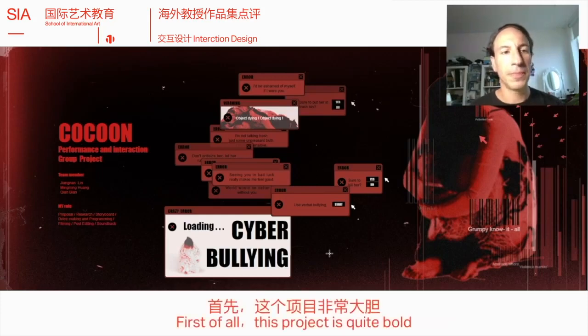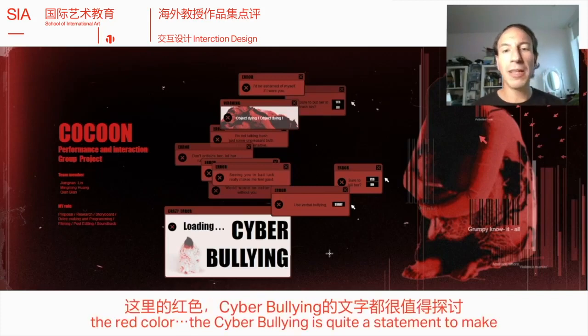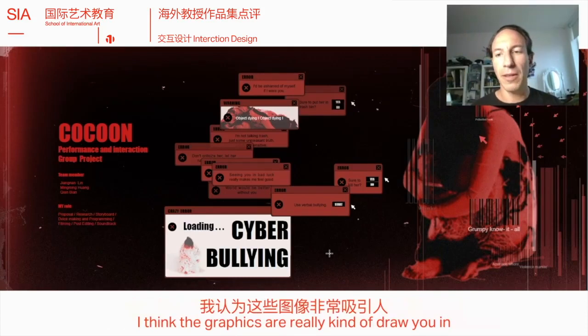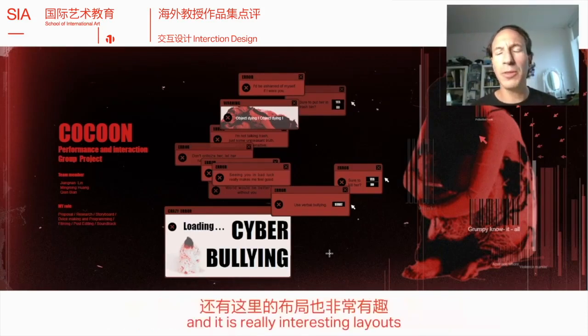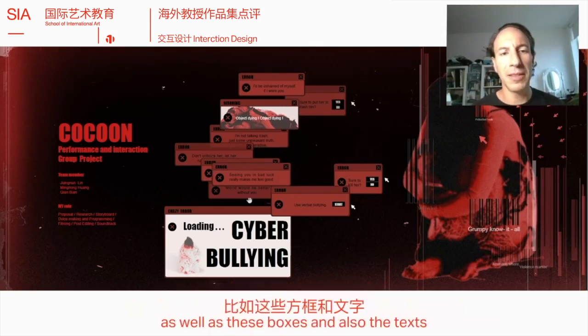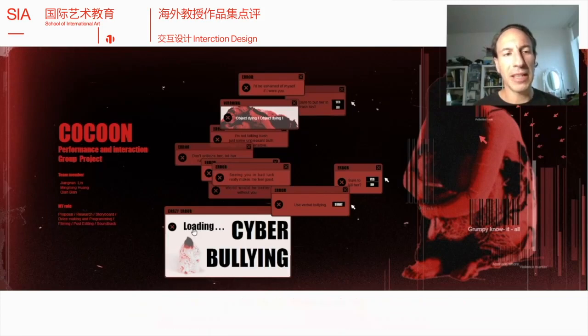First off, this project is quite bold. The red color, the cyberbullying, it's quite a statement to make. I think the graphics really draw you in, and it's a really interesting layout. It's a bit experimental in the way that it adds all these little error boxes and also the text.